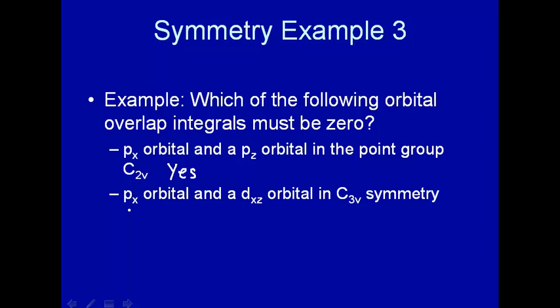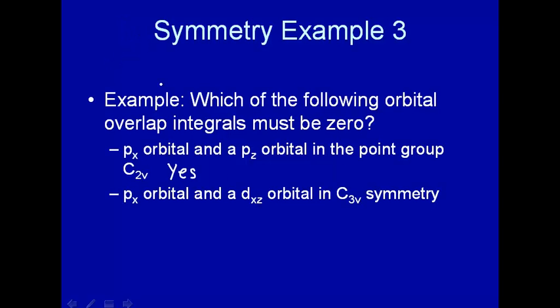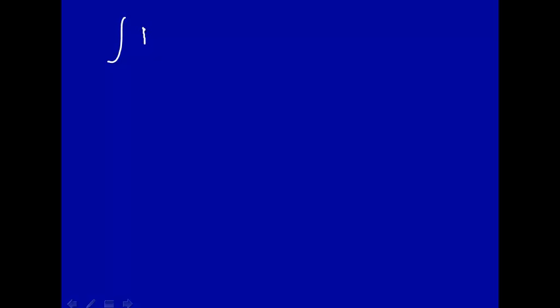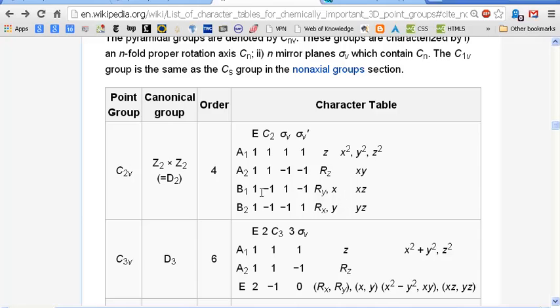Now let's do the same kind of argument using symmetry to show whether px and dxz has to be 0 or not. We're now looking at the overlap integral of the px and dxz. So the wave function corresponding to the px times the wave function corresponding to the dxz, does that have to be equal to 0? All right, let's look at the irreducible representation for px. We said that was, look at the x-axis here, that's b1.